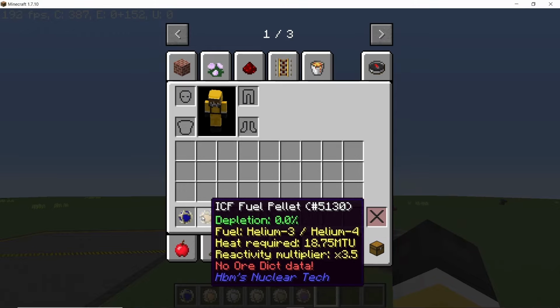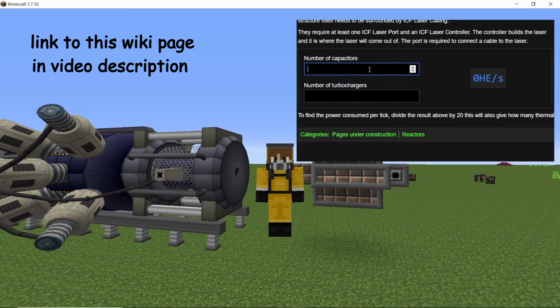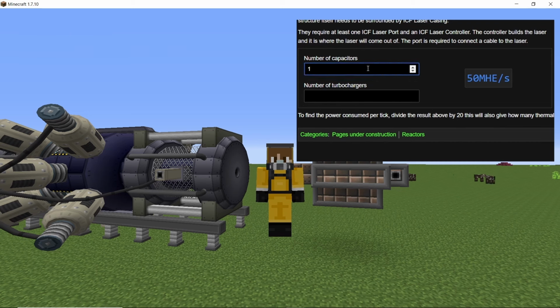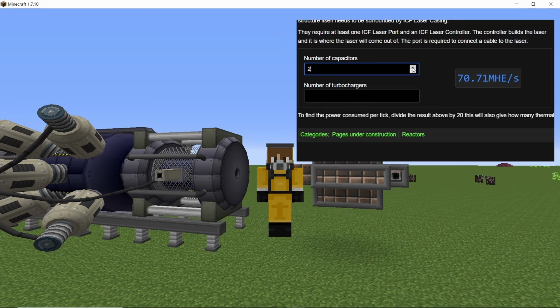Now this is not enough to power the Deuterium-Tritium fuel pellet. And this is why we need to calculate the amount of turbochargers and the capacitors required to make the laser, where the nuclear tech wiki comes in handy. So if we input the number of capacitors and turbochargers, it will give you the amount of power the laser will consume, and if you divide this number by 20, you will get the amount of heat that you are going to get.